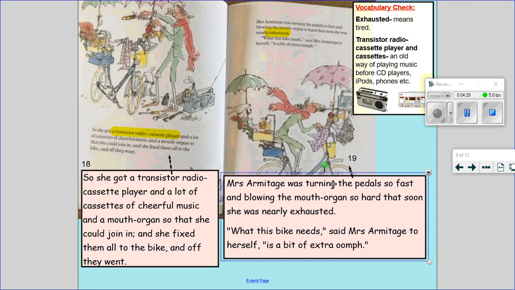Mrs. Armitage was turning the pedals so fast and blowing the mouth organ so hard that soon she was nearly exhausted. What this bike needs, said Mrs. Armitage to herself, is a bit of extra oomph.